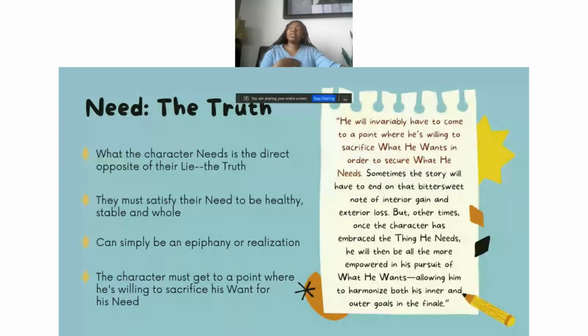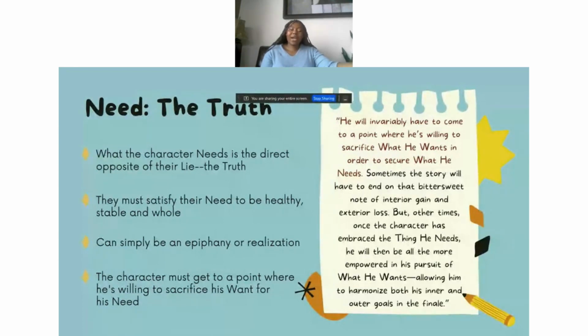If the want is, or the lie, sorry, not the want, the lie. If the lie is, oh, I will never find true love, or I'm unworthy of love, then the truth would be, oh, I really need to learn to love myself. For Woody, the lie was, I'm only valuable as Andy's favorite toy. By the end, he realizes the truth, which is that I need to have worth in myself and not be so insecure and petty, basically.